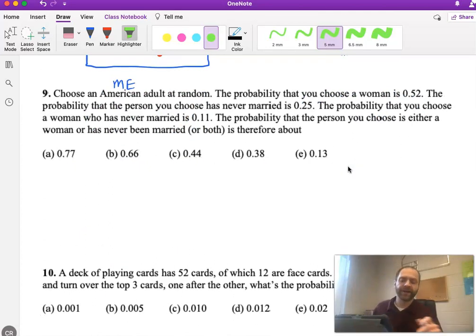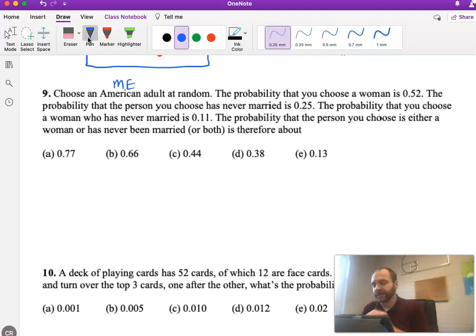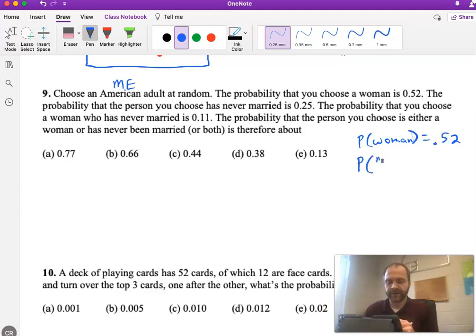Choose an American adult at random. The probability that you choose a woman is 0.52. So I'm going to write this down, kind of outline what I'm given. The probability of a woman is 0.52. The probability that the person you choose has never married is 0.25. So the probability of never married is 0.25.